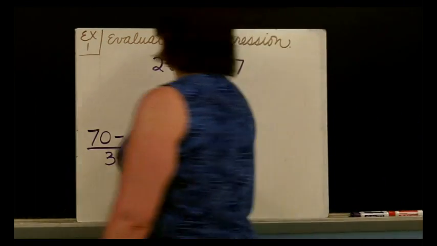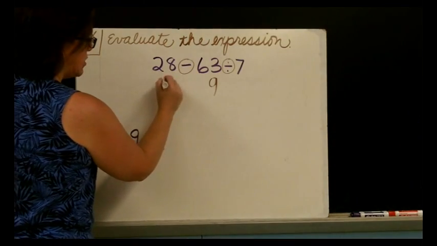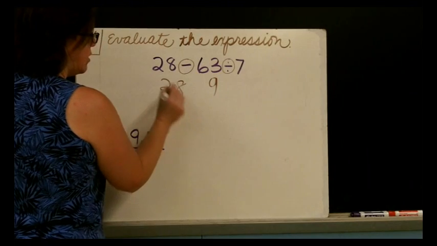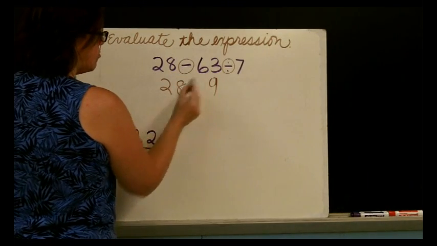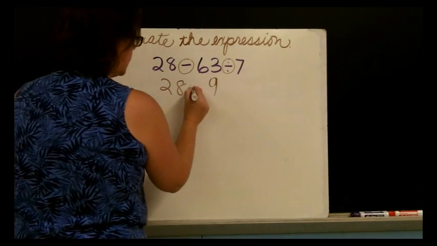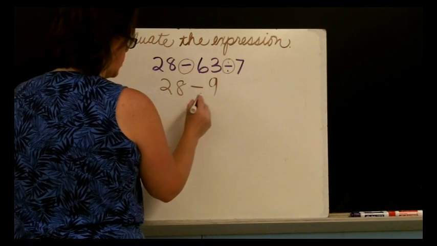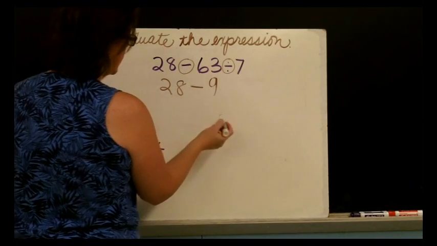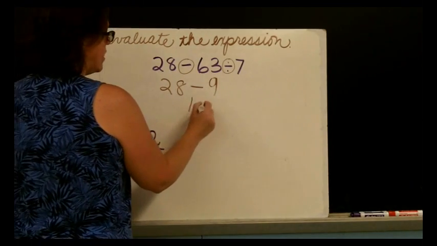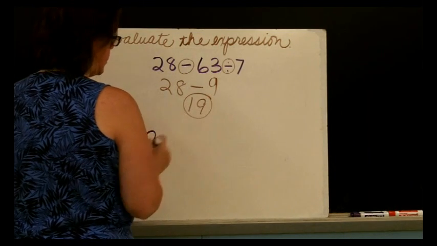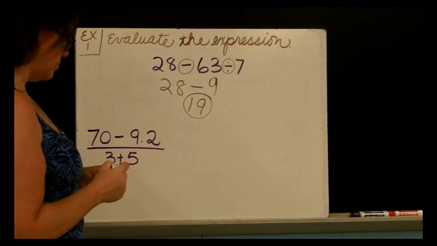So we simplify our expression by bringing down this 28. So now instead of 28 minus 63 divided by 7, we have 28 minus 9. And 28 minus 9 is 19. So our final answer is 19.